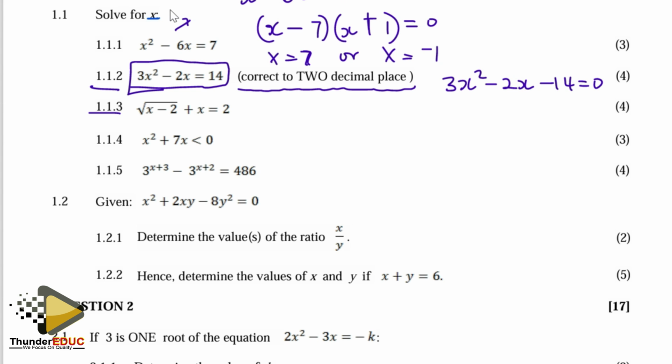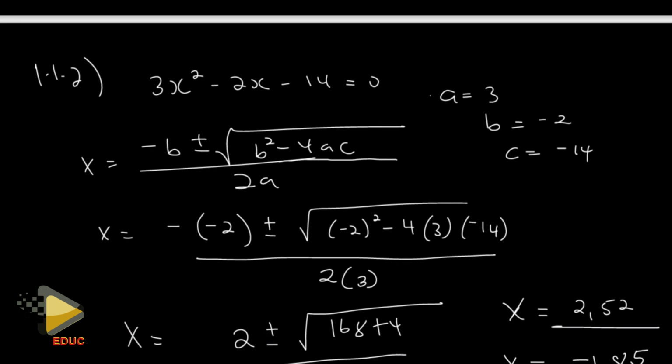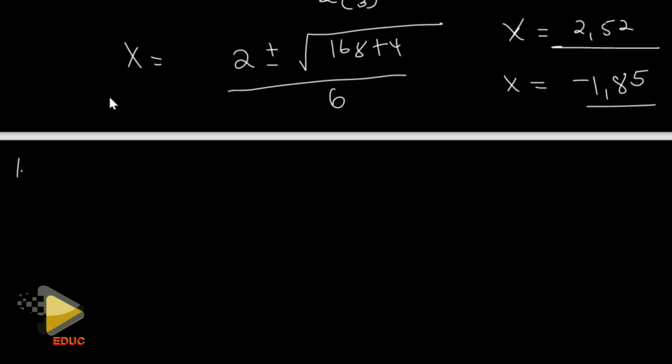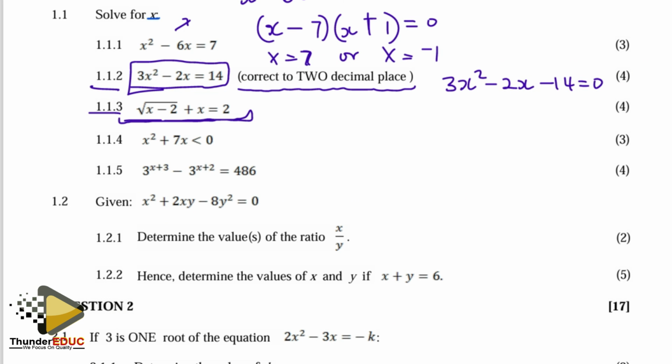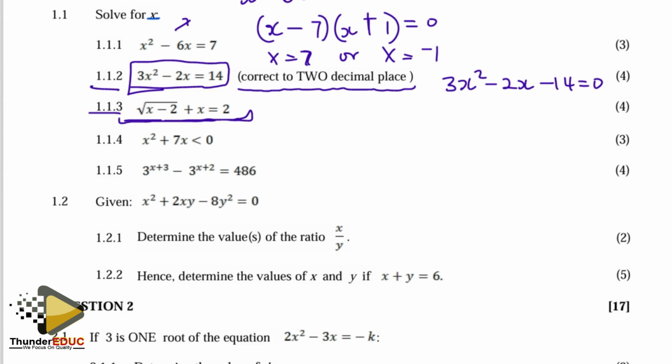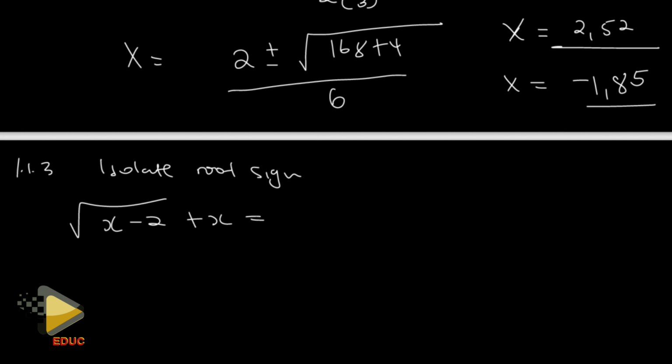1.1.3. So whenever you have a surd, because this is now a surd equation, step number one, we need to isolate. Okay, isolate the root sign. In other words, leave it on one side of the equal sign. So we have root x minus 2, okay, we are adding x. This is equal to 2.